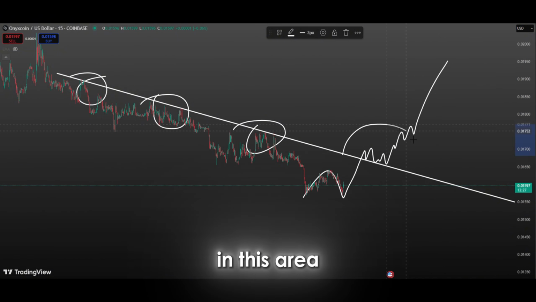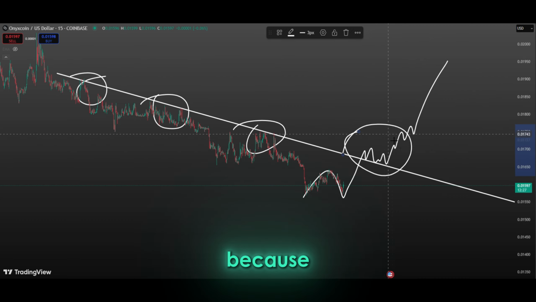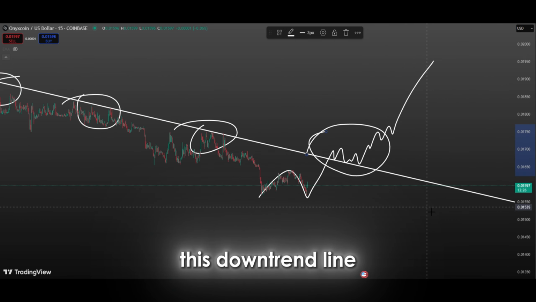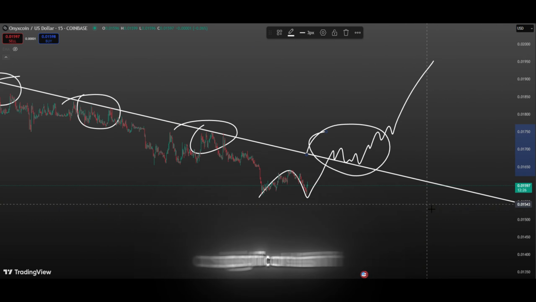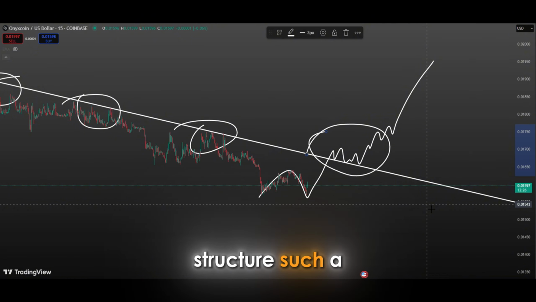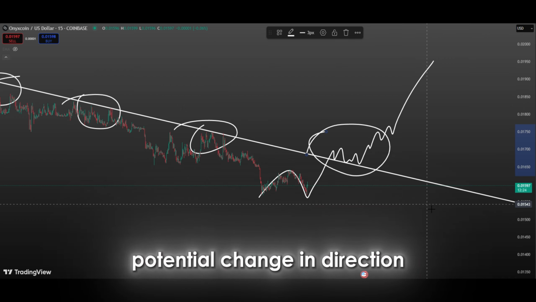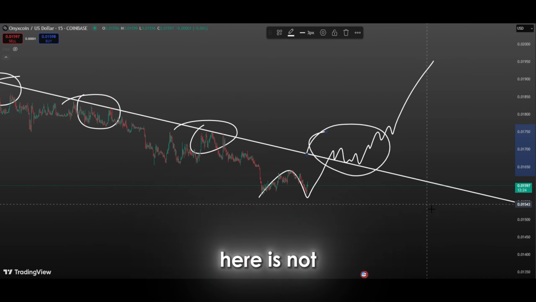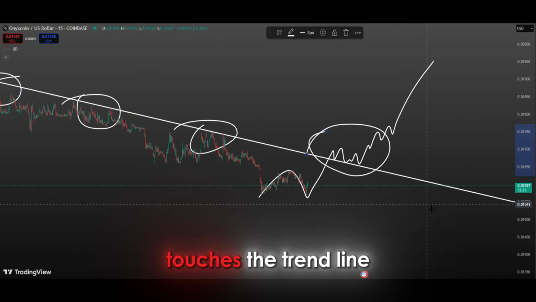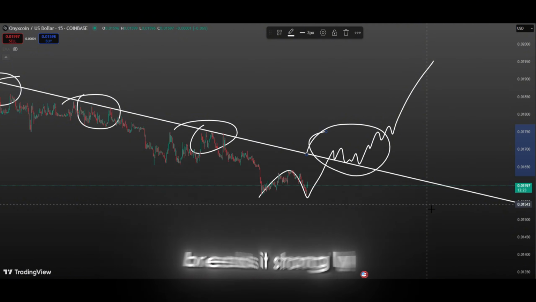Therefore, price behavior in this area is quite critical. Because if the price manages to break this downtrend line to the upside, it could signal a significant shift in the market structure. Such a breakout would signal a weakening of the downtrend, a return of buyers, and a potential change in direction. However, the important thing here is not just that the price touches the trend line, but that it breaks it strongly to the upside.